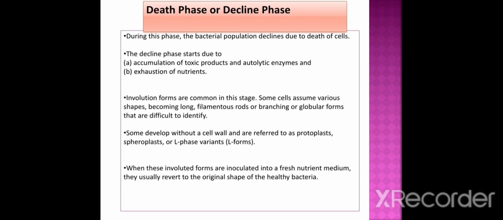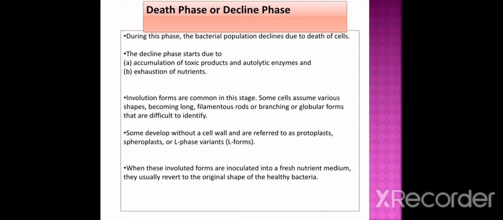The last phase is death phase or decline phase. During this phase, the bacterial population declines due to death of cells. Here, death rate is high. The decline phase starts due to accumulation of toxic products and autolytic enzymes and exhaustion of nutrients.